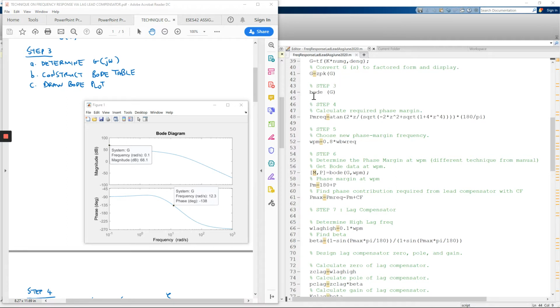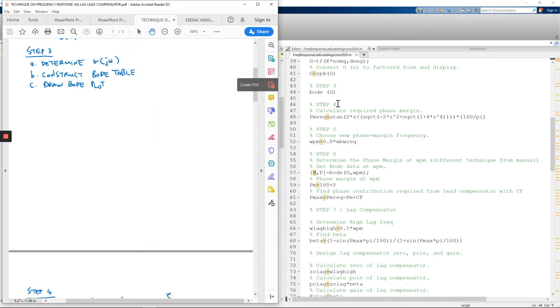We're using the Bode plot. It will use this transfer function in the frequency domain, and this is the Bode plot for magnitude and phase for this transfer function G. The starting point is at 0.1 radian per second, which is 68.1 dB.